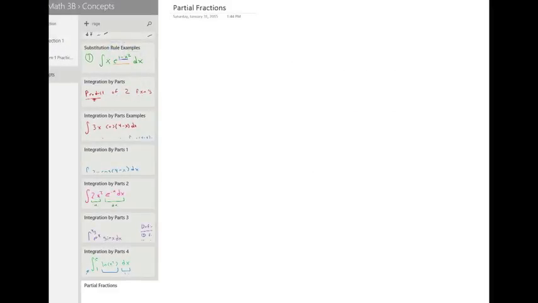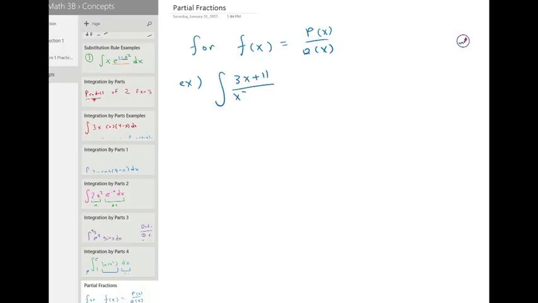This is the concept video for integration with partial fractions. These techniques are for integrals where the integrand is like f of x equals some function p of x over q of x. Throughout this I'll be using this example: the integral of 3x plus 11 over x squared minus x minus 6 dx.